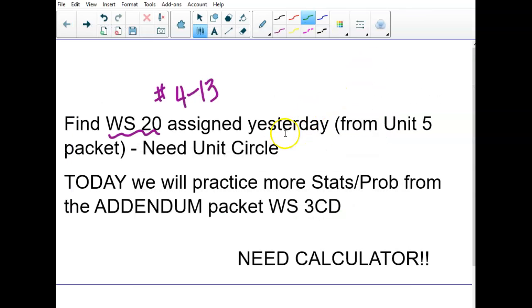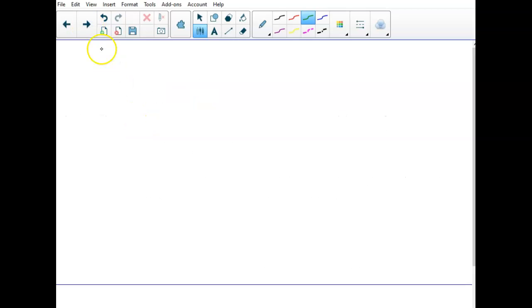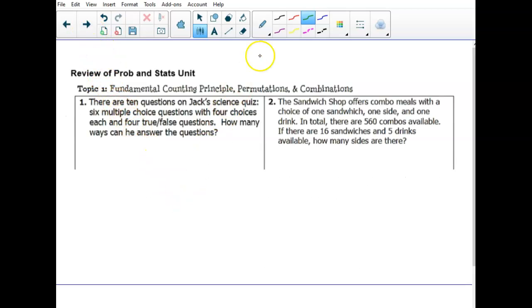Okay, then I'm going to jump to what we're supposed to be spending our time on today, which is reviewing probability. This is the addendum worksheet 3C. There are 10, I'm going to skip number 1. That's not on the quiz, one that complicated. It would be like 6 multiple choice, 10 questions. You'd have 10 blanks. The first 6 have 4 choices. You do 4 times 4 times 4 times 4, so 4 to the 6th, and then 4 true false, so that would be 2 to the 4th, and you'd get this giant number, but it's not on the quiz.